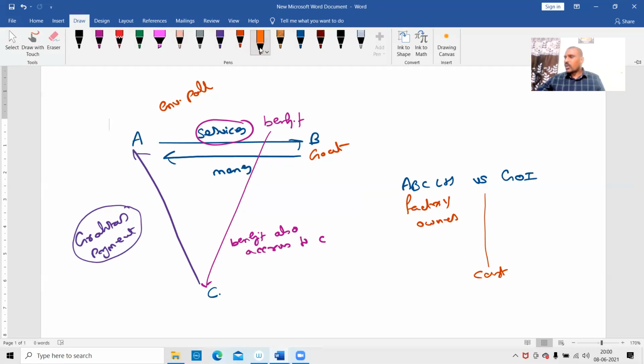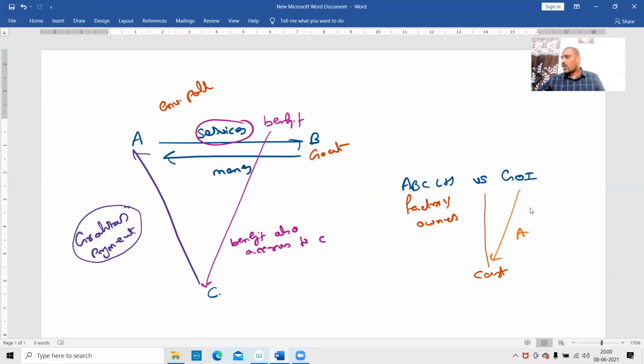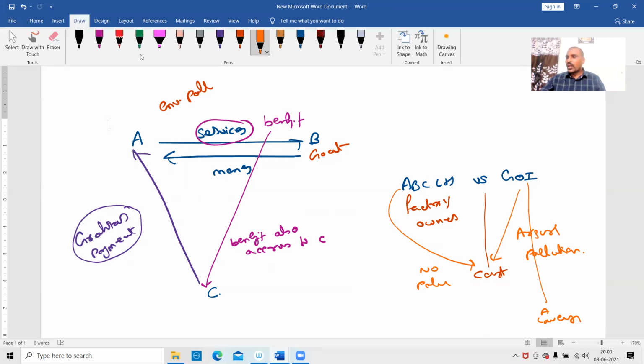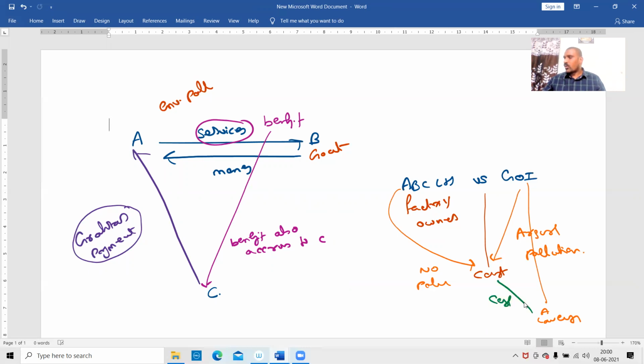The government argues in the court that the factory generates a lot of pollution, whereas ABC argues that the factory does not generate any pollution. There is a clash. Now I am A, and I am a lawyer arguing in the court on behalf of the government.